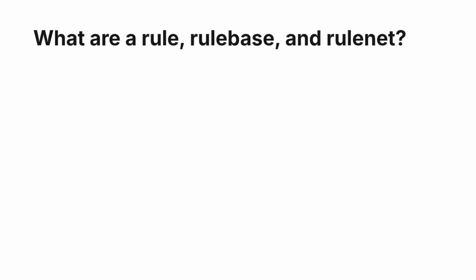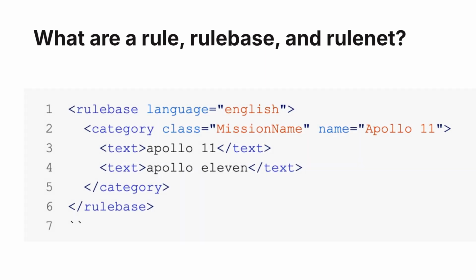Classification in Semaphore is driven by rules. A rule matches evidence in content such as words or phrases and assigns a score. A rule base is the collection of rules for a single concept. And a rule net is the complete set of rule bases evaluated by the classification server. In practice, this XML is generated automatically by Semaphore. You don't write individual rule bases by hand. Semaphore Publisher does that for you.